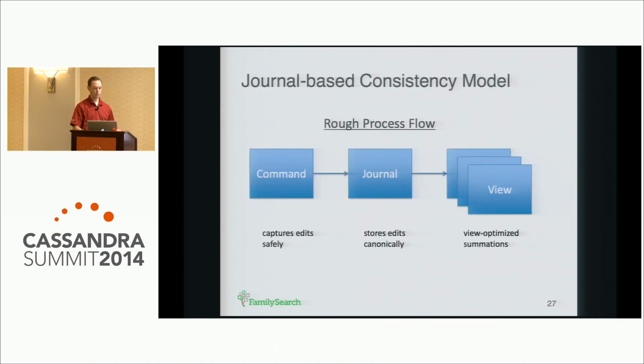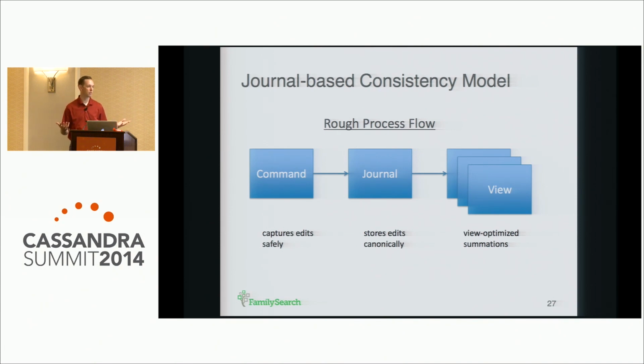So now let's talk about the consistency model. There are three parts to the consistency model. First, we capture commands. Then we record those commands in a journal. And then we compute one or more views for that record. The command is there.